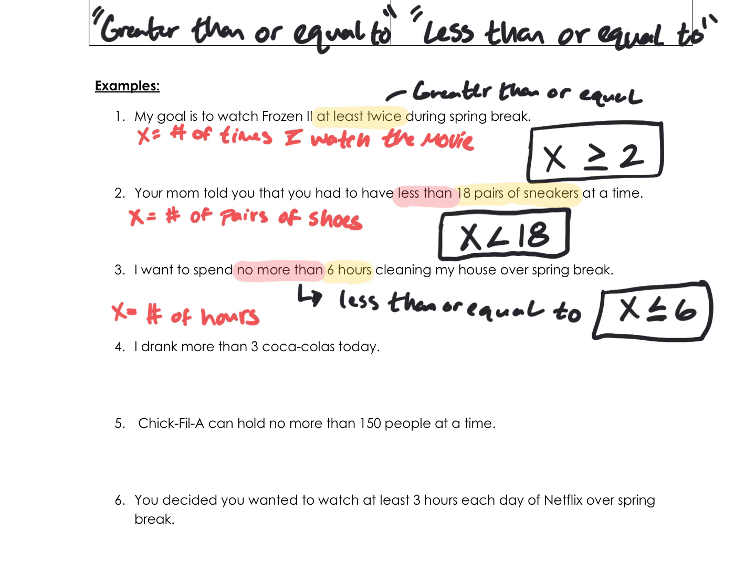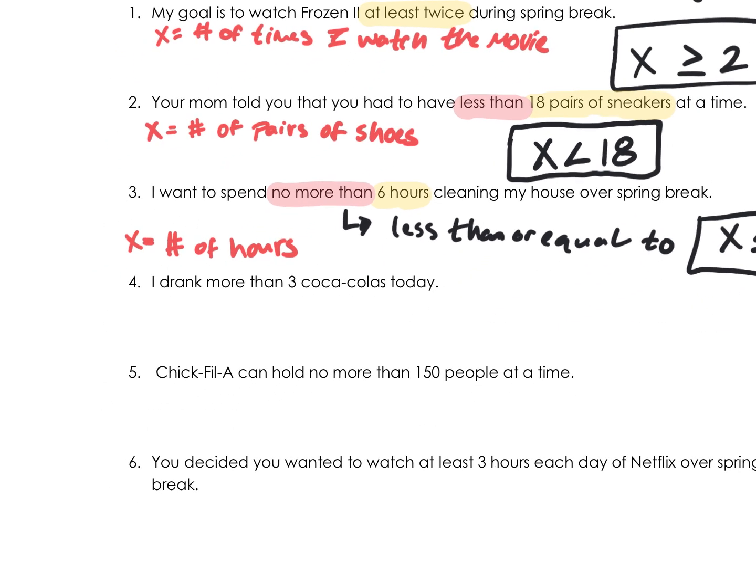Okay? All right. What we're going to do is we're going to do one more together, and then I'm going to hit pause and let you have about 4 to 5 minutes to try the last 2 on your own, and then we'll check them. Deal? All right. So let's look at number 4. I drank more than 3 Coca-Colas today. You're right. More than is the important part. And then the number that we're setting at is 3. Okay? Well, it says more than 3. Can it equal 3?